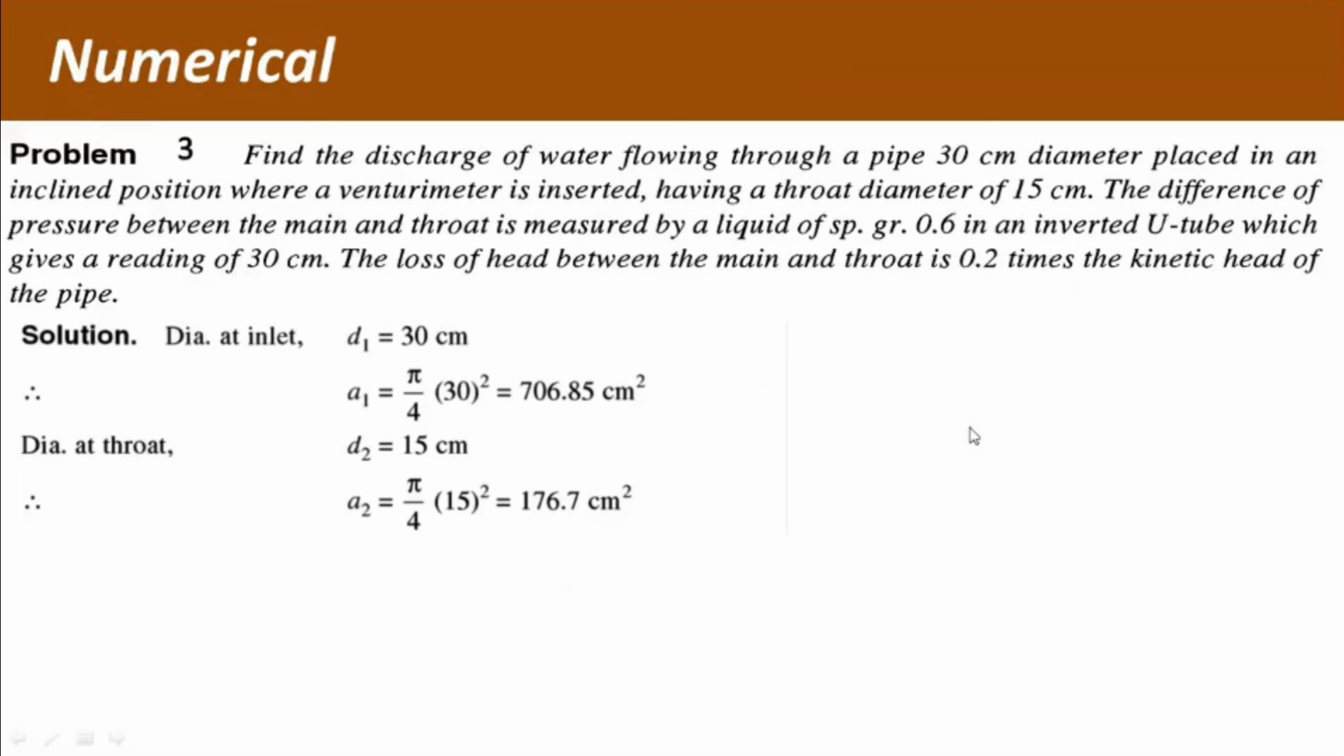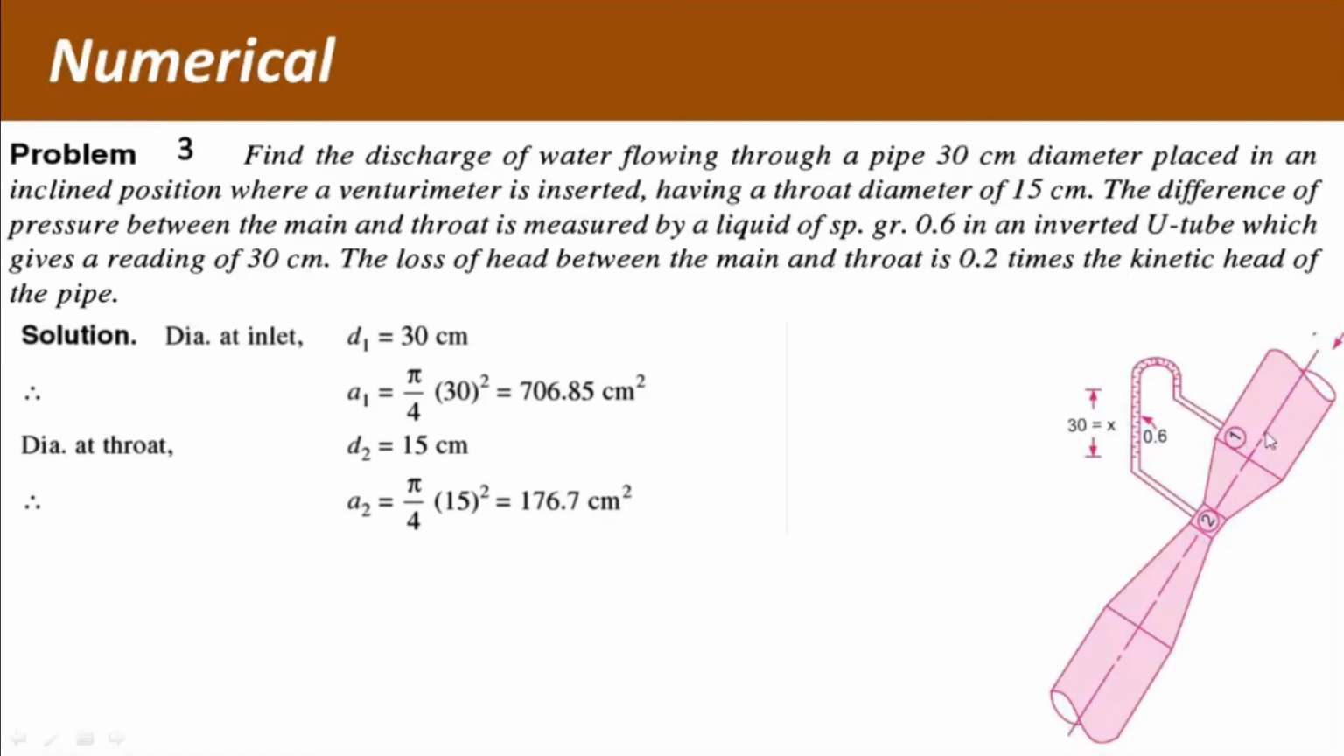Okay, so first of all d1 is given to us, so d1 is 30 centimeter, so a1 is pi by 4 into 30 square. Okay, again centimeter में calculation कर रहे हैं, so it is 706.85 centimeter square. Then d2 is 15 centimeter, so again a2 is pi by 4 into 15 square, so it is 176.7. Okay, now this is the given case. The Venturi meter is in inclined position and x is 30 centimeter.